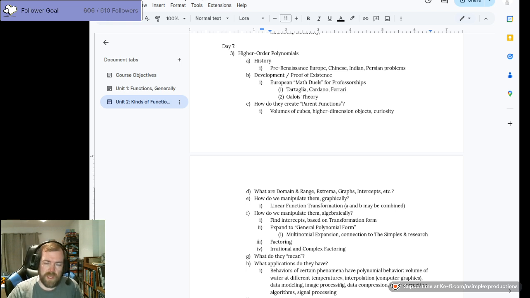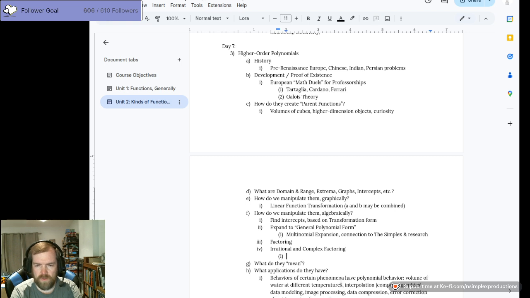And then maybe figure out how to eliminate those. So factoring is also going to require long and synthetic division.